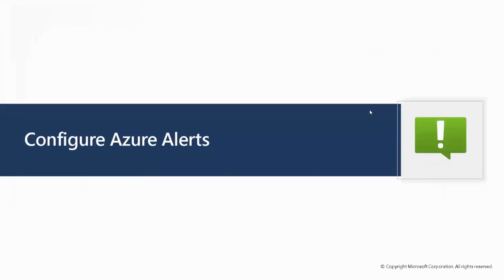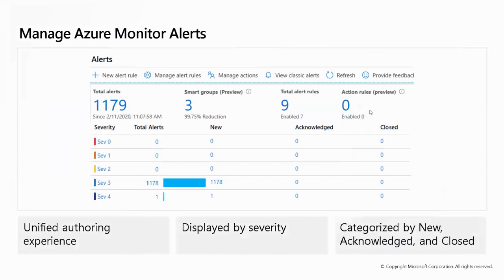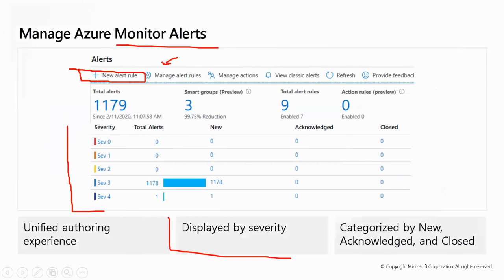Also, you can configure the alerts, and you can set up, like, tell me an alert when my machine is down, or when my app is not working, or send me an alert when someone has an invalid access. We can create alerts. We can create alert rules. And of course, we can manage those rules. We can also create them by severity. We can give them a priority in severity level, and we can have them categorized by new, acknowledged, and closed. Like, I have a new alert, I'm acknowledged about it, okay?